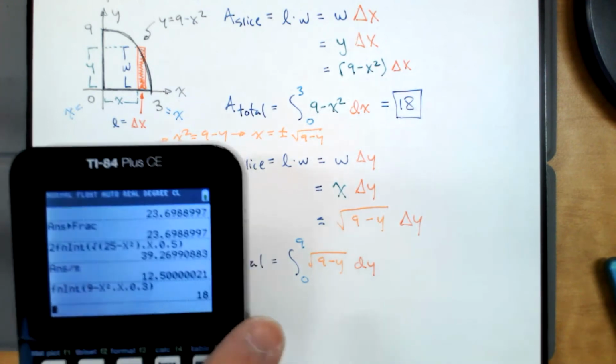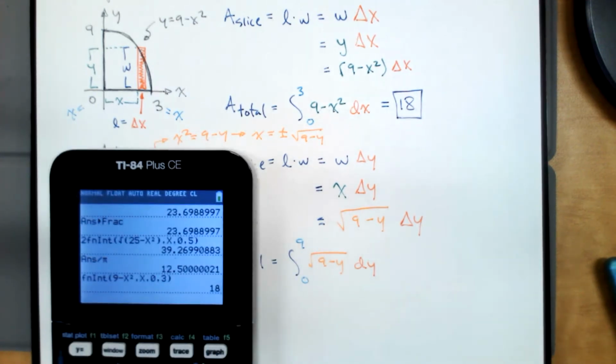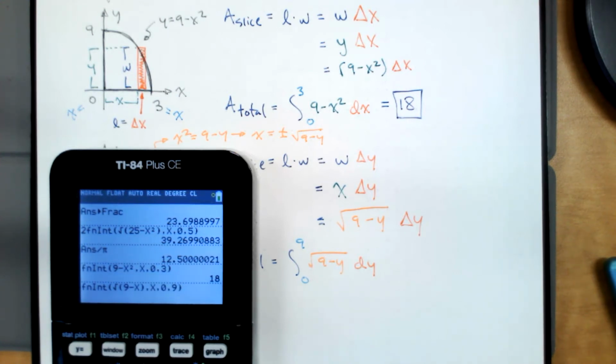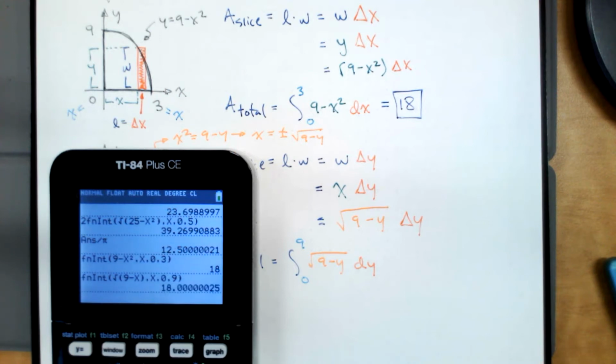This is one we can also integrate by hand. So we use our hands to pick up our calculators and ask for the integral of 9 minus y dy from 0 to 9. And we get 18 again.